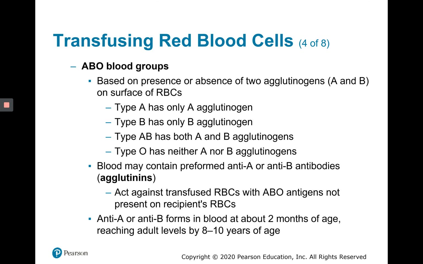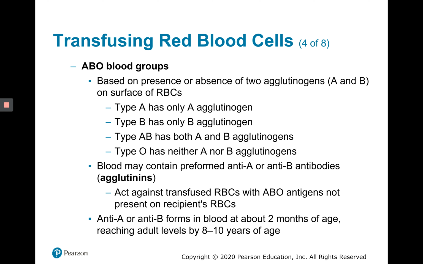Let's look first at the ABO blood groups. Now the ABO blood groups are based on the presence or absence of two agglutinogens, A and B, on the surface of red blood cells. What this means is if on the surface of your red blood cells you have an A surface marker or an A antigen, then you have type A blood.